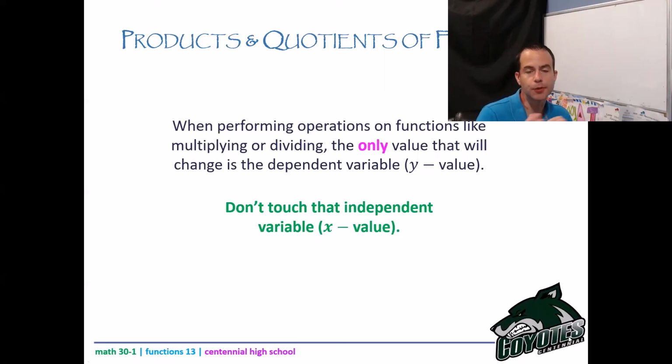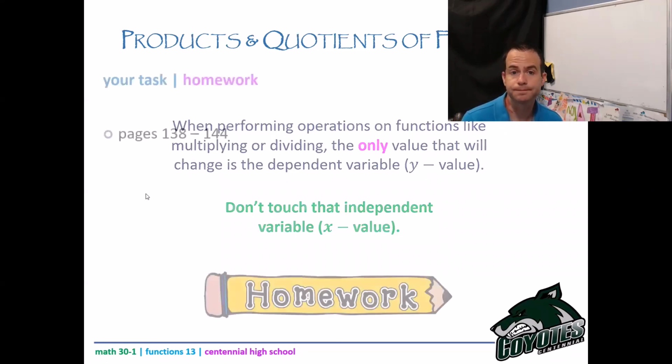So I know we talked about this yesterday. You had a very similar kind of comment at the end of yesterday's lesson, but it's worth reviewing the point again. When performing operations on functions like multiplying or dividing, the only value that will change is the dependent variable, or the y value. Never touch the independent variable, the x value. The x values always remain the same. The y values are the ones that you're multiplying or dividing or adding or subtracting.